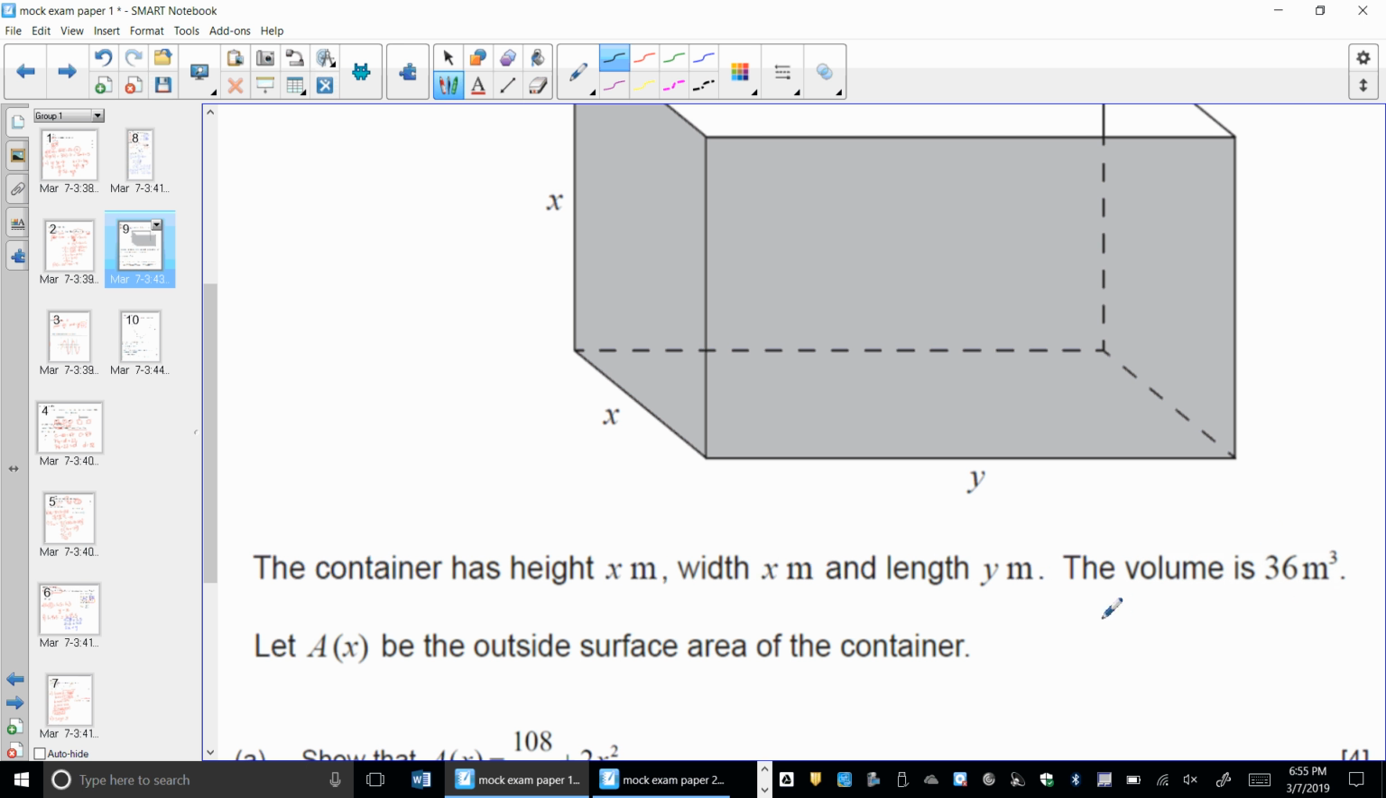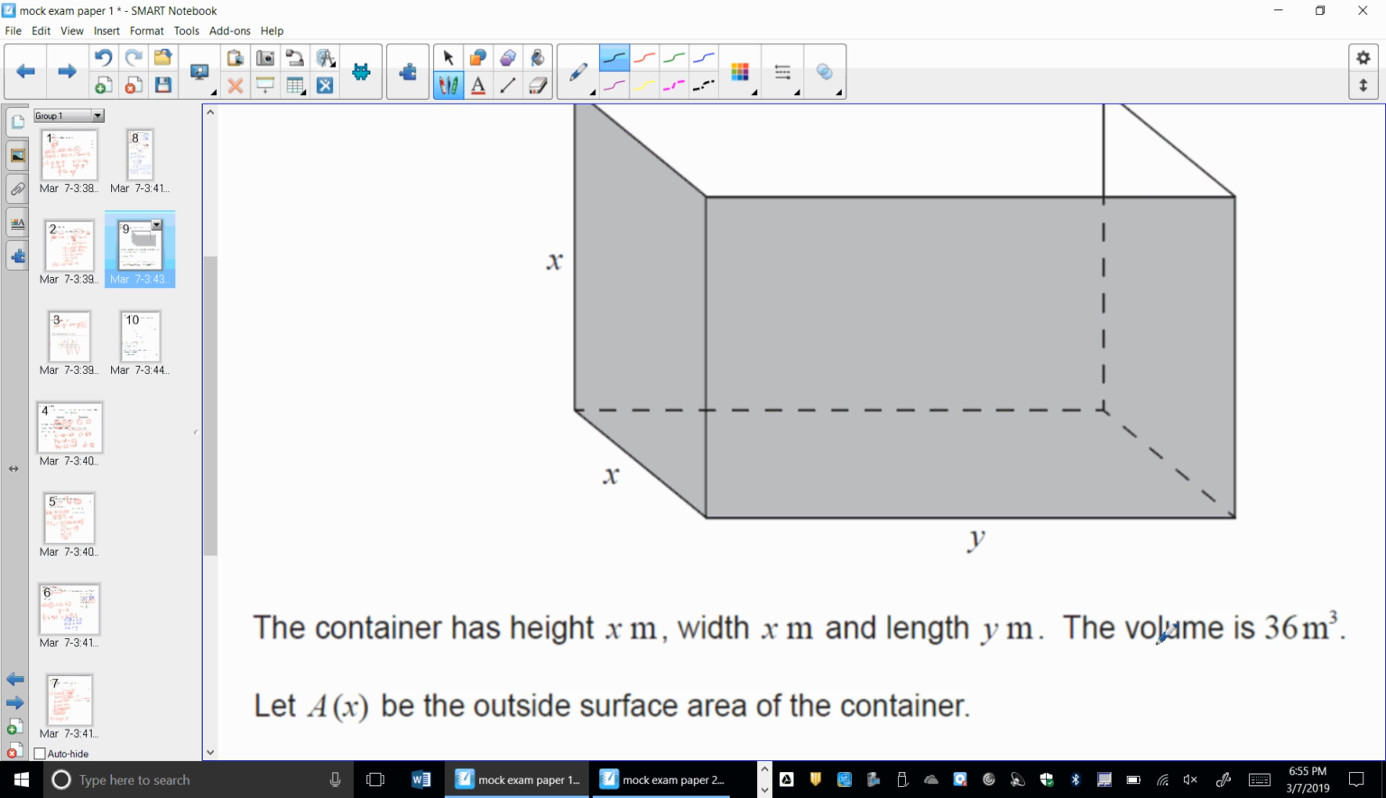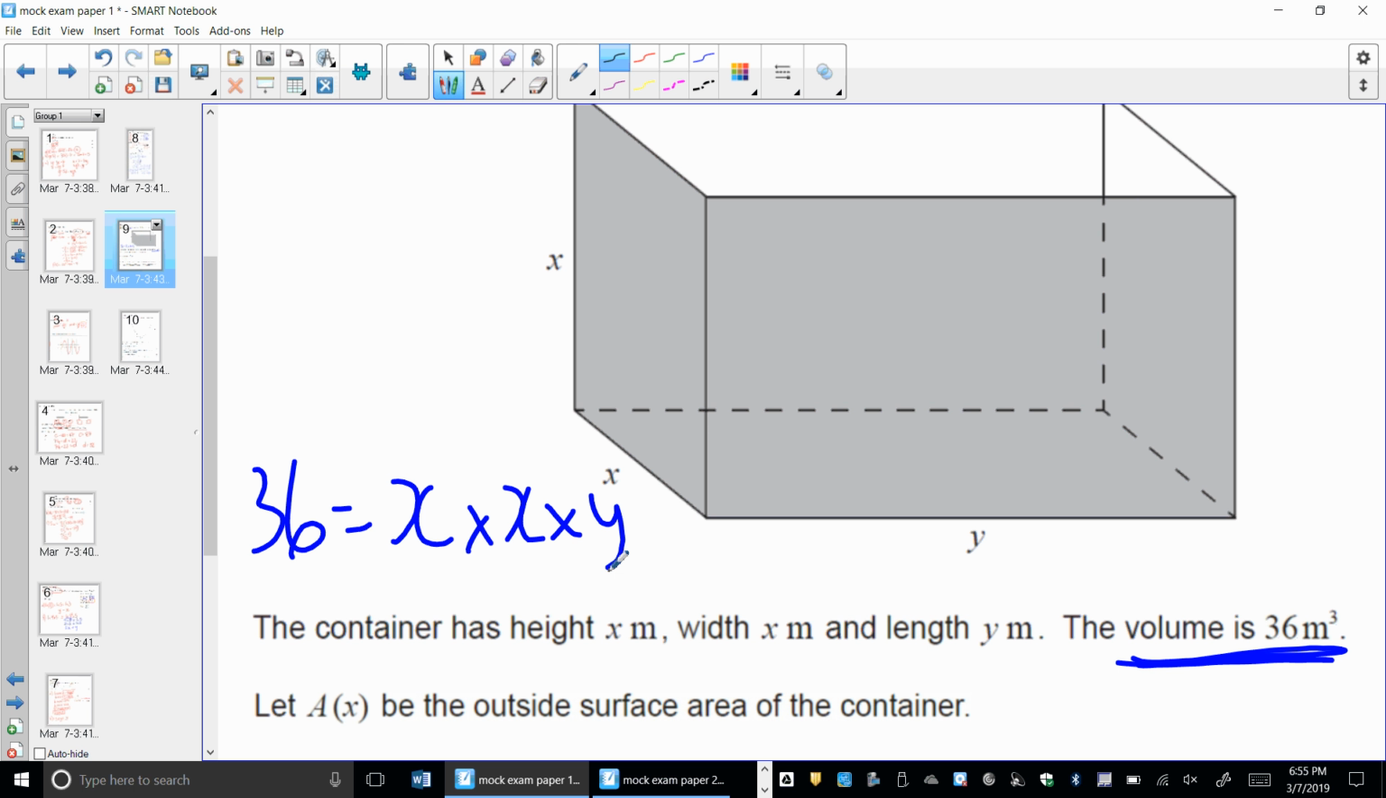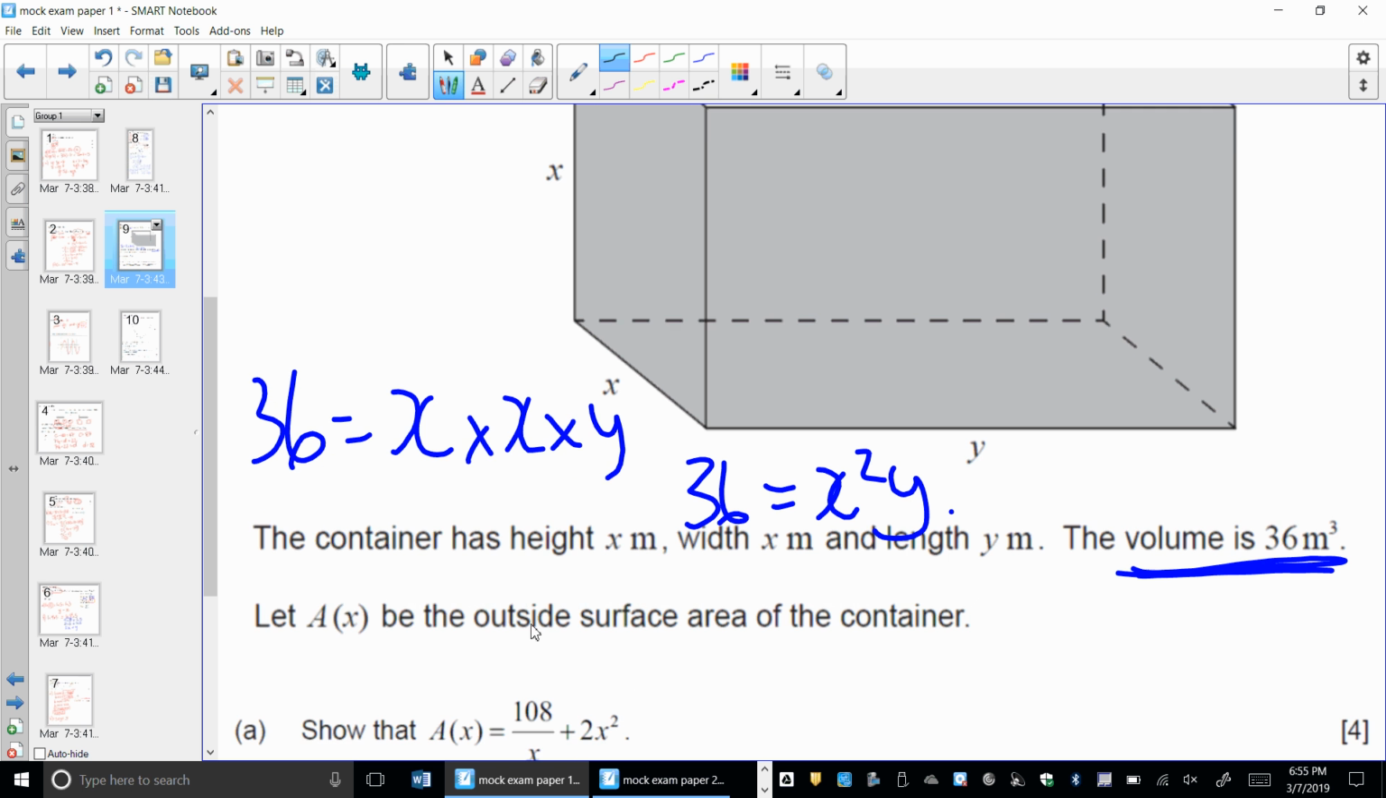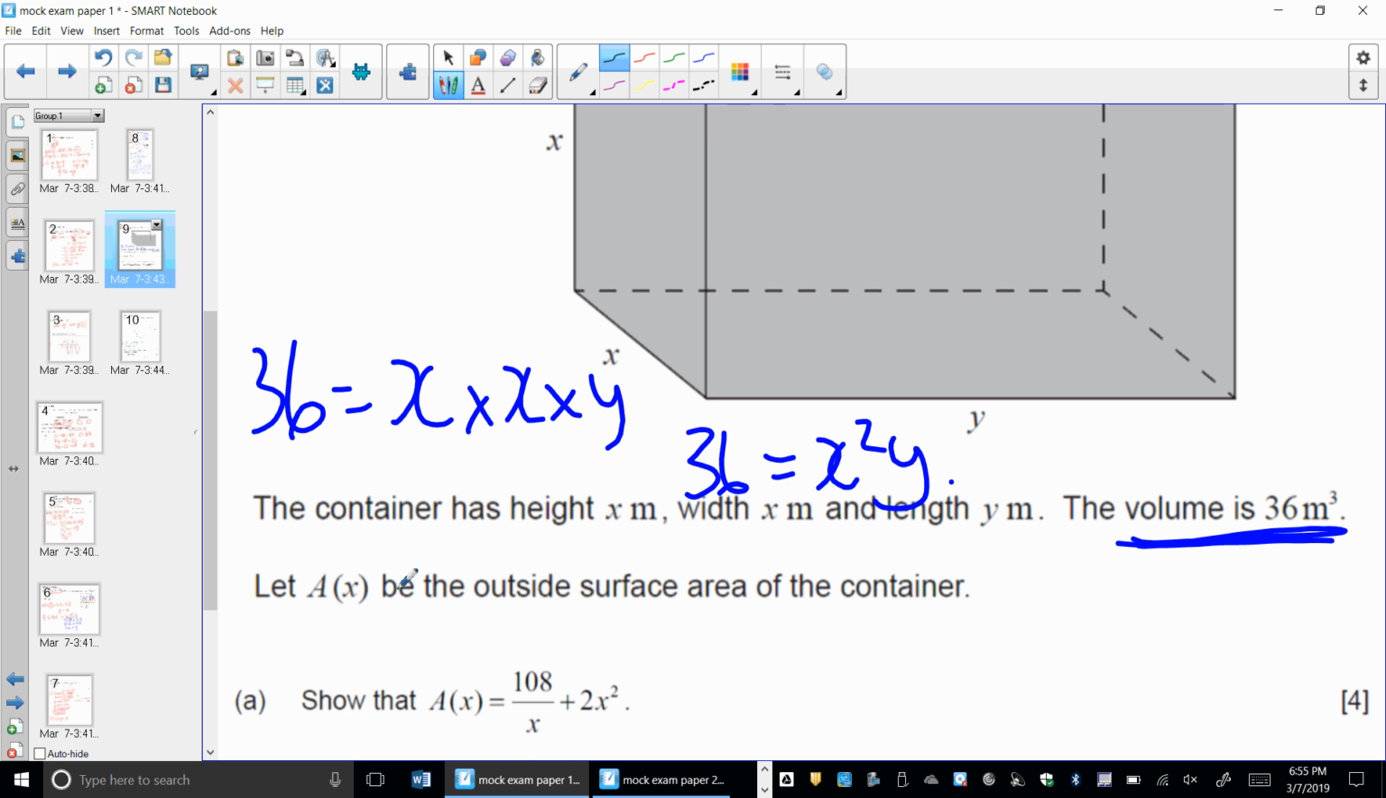The volume is 36. So given that they've given us this information, the volume of this cuboid is 36, which would be equal to x multiplied by x multiplied by y. So 36 is x squared multiplied by y.